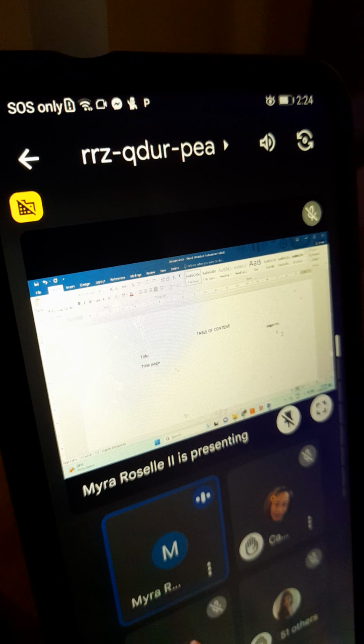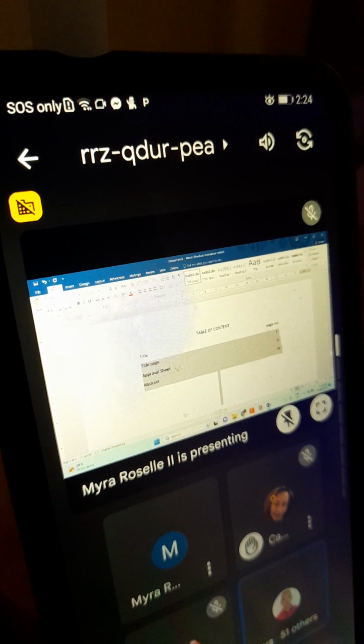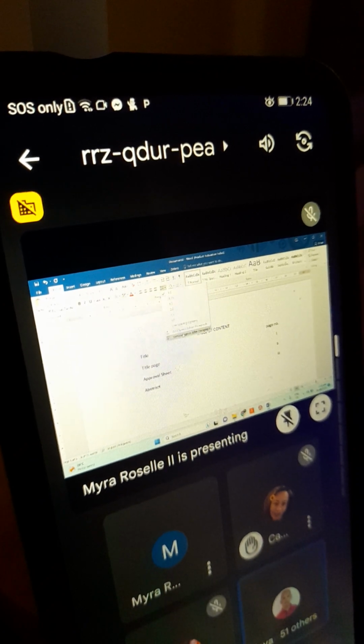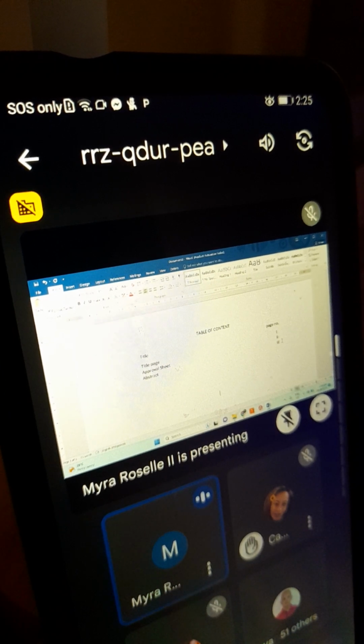Okay. Next. Unsay atong page, second page ani? Approval sheet. Cover sheet. So, dire, ang inyong ibutang is II. Next, you have abstract. Abstract. Single space man. So, abstract.